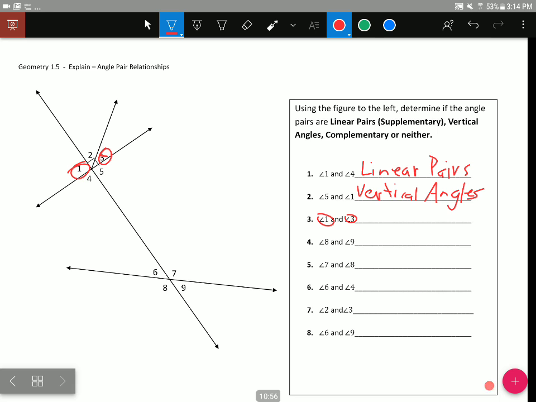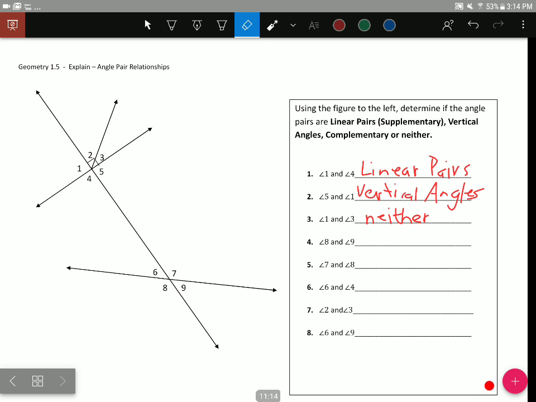No, and they're not opposite each other, so they must be neither. Neither or neither, however you want to say that. Okay, so 1 and 3, they're none of what we've described. There is a way to talk about those angles, but it's nothing we've described so far.